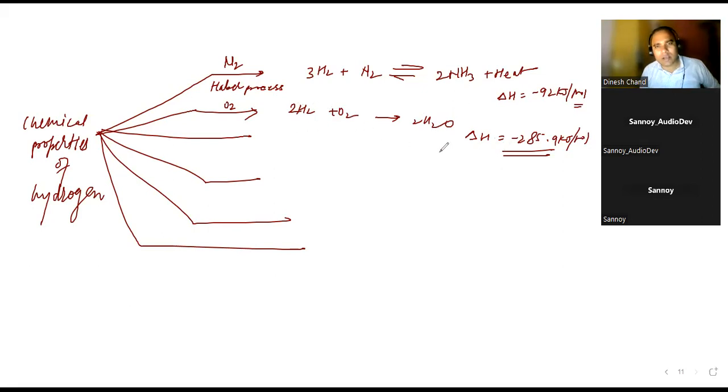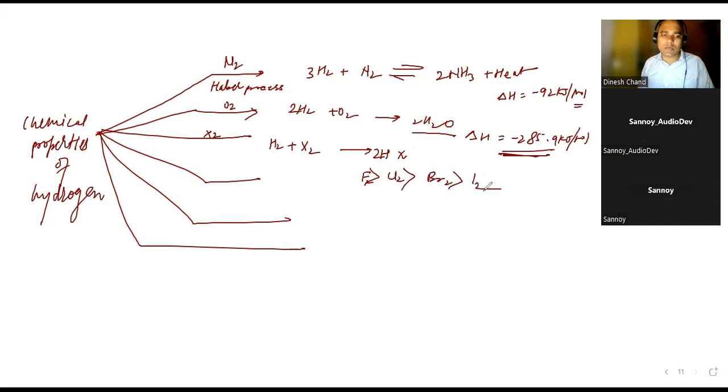Whenever the hydrogen and oxygen combine, forming the water molecule, that is also going to be the exothermic process. And next one is if I am treating with the halogen. So any of the halogen you can write, that is H2 plus X2, it is going to give 2HX. But the reactivity of the halogen: highly reactive is F2, then Cl2, then Br2, and then I2. Always keep in mind fluorine is the most reactive, then chlorine, then bromine, and then iodine, in the order of reactivity with the hydrogen.